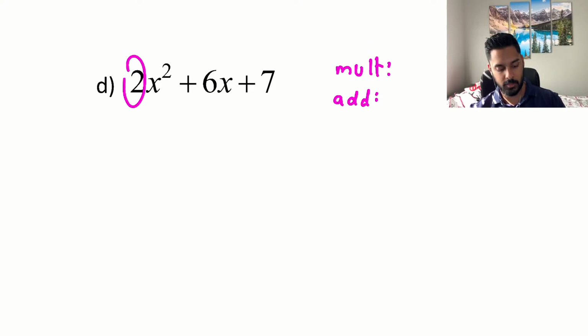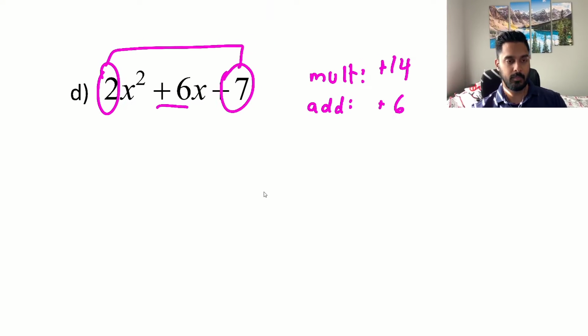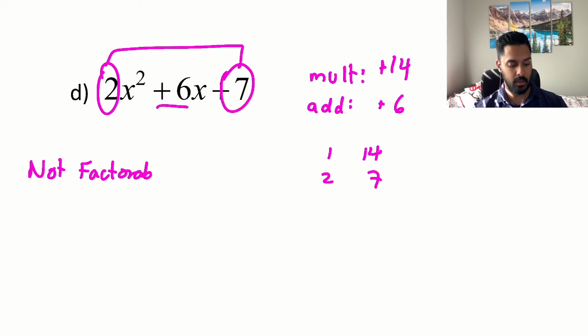2 numbers that multiply to the product of 2 and 7, so positive 14, but the same 2 numbers need to add to positive 6. If I think about all the things that multiply to 14, it's 1 and 14, 2 and 7, and those are all my choices. There's no possible way for either of those cases to add up to 6. So what we would say in that scenario is that this isn't factorable. It can't actually be written as a product of 2 factors.